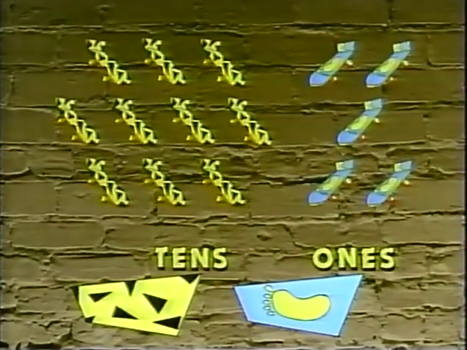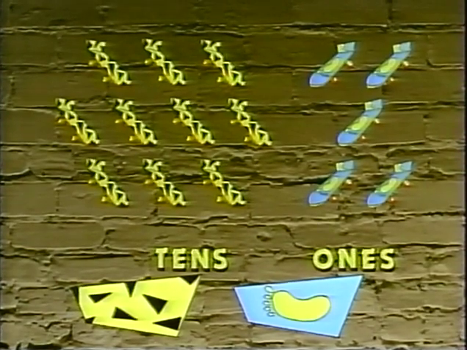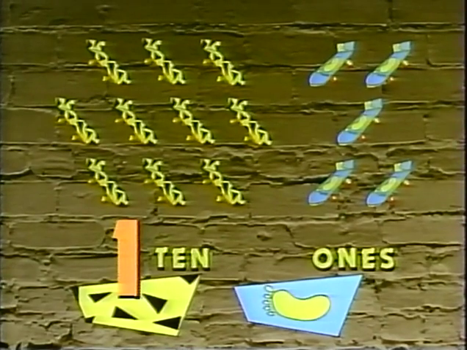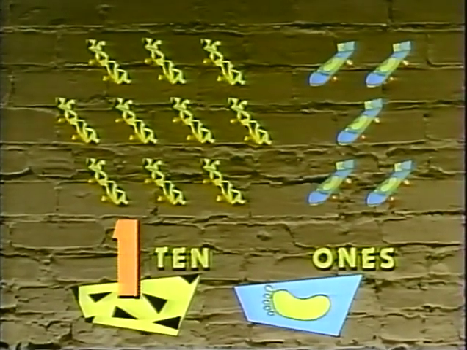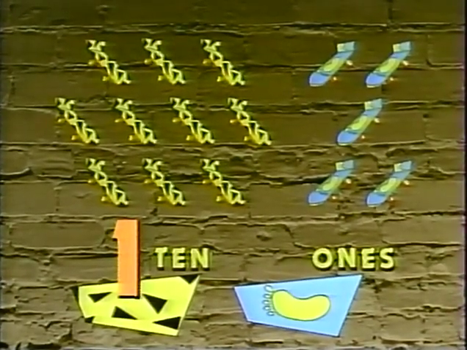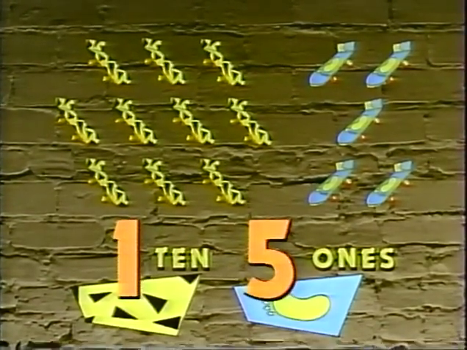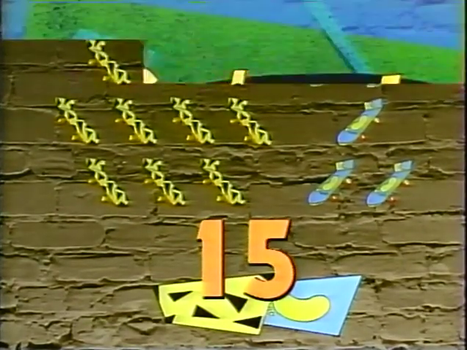Here are 15 skateboards. How many sets of 10 are there? 1. There is one set of 10 skateboards, so there is 1 ten. How many ones are there? 5. There are 5 ones. The number 15 is equal to 1 ten and 5 ones.